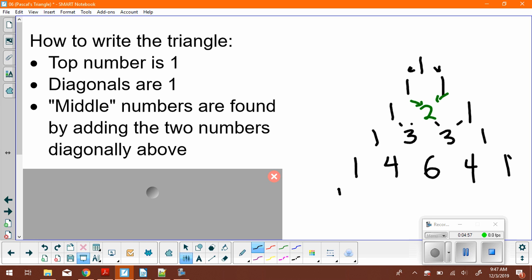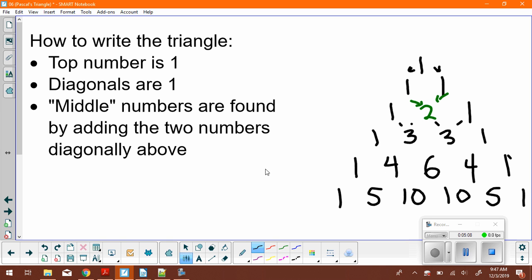Okay, we'll do one more. Row 5: 1 plus 4 is 5, 4 plus 6 is 10, 10, 5, and 1. Okay, and so on. You can keep expanding this as much as you would like, and the rows just keep going and going. So that's how you develop the triangle. If you want to see a whole bunch of rows, go into Google and type Pascal's triangle. I'm sure you can find a diagram that has 13, 14, lots and lots of rows, and you can see how quickly the numbers build up.